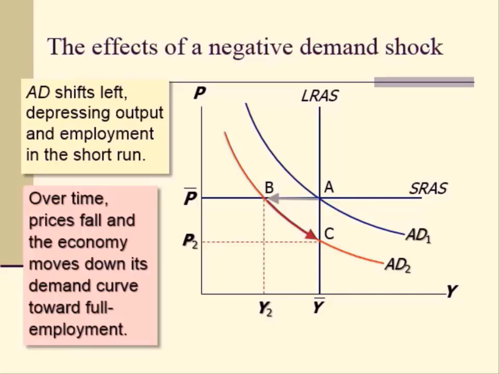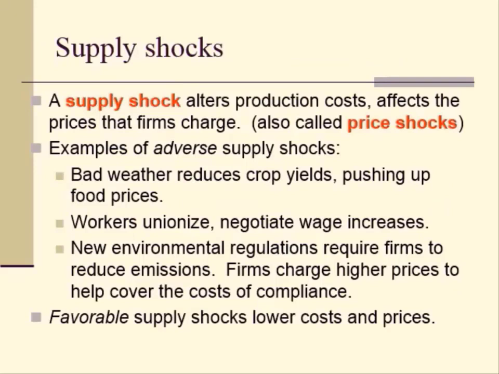But the price level fell from P bar to P2 eventually. Of course, in the short run, before the economy has finished self-correcting, a period of low output and high unemployment is endured. Next, let's analyze supply shocks.